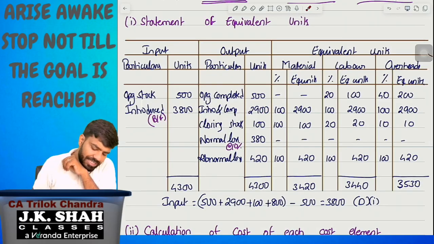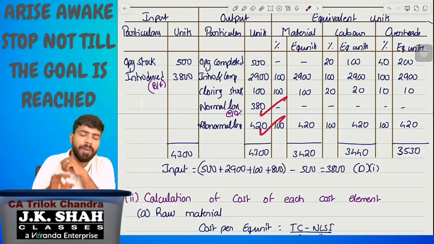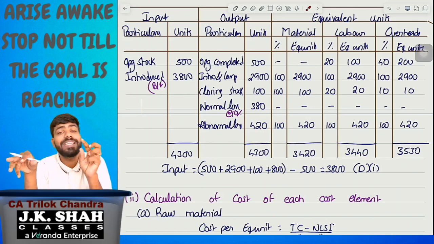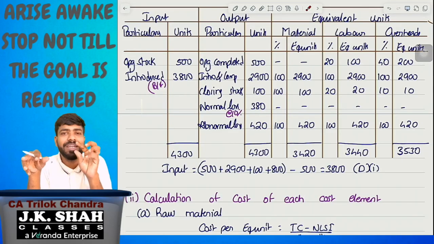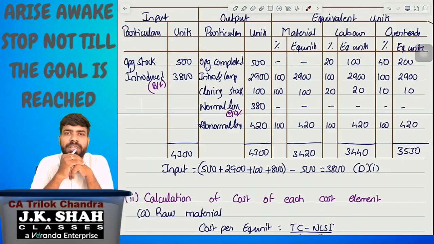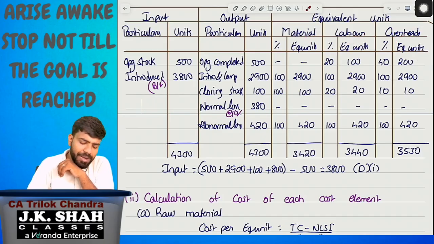All of you clear? Next, closing stock is 100 liters given in the question. Total loss is 800. Out of that, normal loss is 380. Abnormal loss is 420. Now we need to calculate the equivalent units. While calculating the equivalent units, we need to take the percentage completion. Accordingly, we need to calculate the equivalent units. Look at the question. I am taking material, labor, overhead. Let's go one by one.